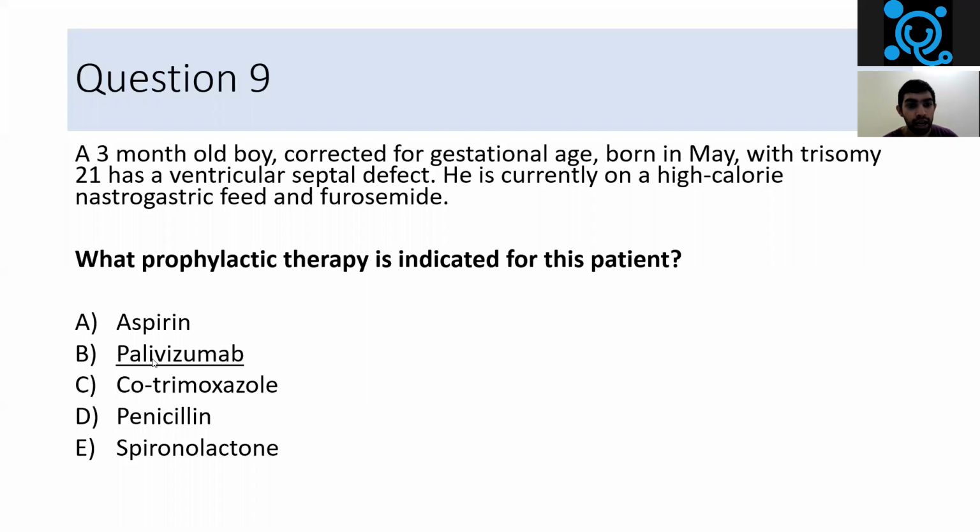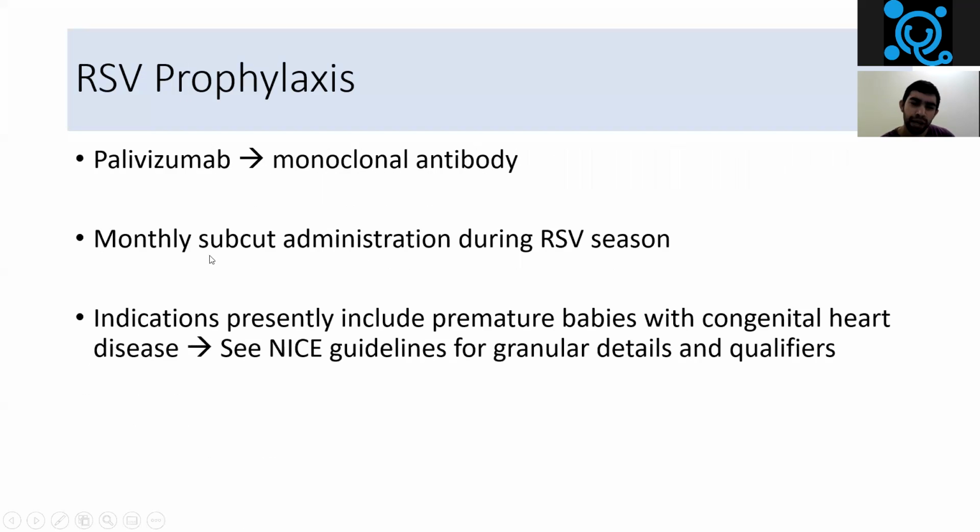Okay, and you guys are expected to know a bit about palivizumab. So it's a monoclonal antibody, and importantly, it is really important to explain this is not a vaccine. They need to have regular monthly subcut injections during bronchiolitis season. Now, it's important to say it's during bronchiolitis season, so it's caused by respiratory syncytial virus. But depending on where you are in the world will depend on when that bronchiolitis season occurs, okay? So obviously, if you're in the UK, it will pretty much be autumn and winter. So you'll get it for a good 6 months.